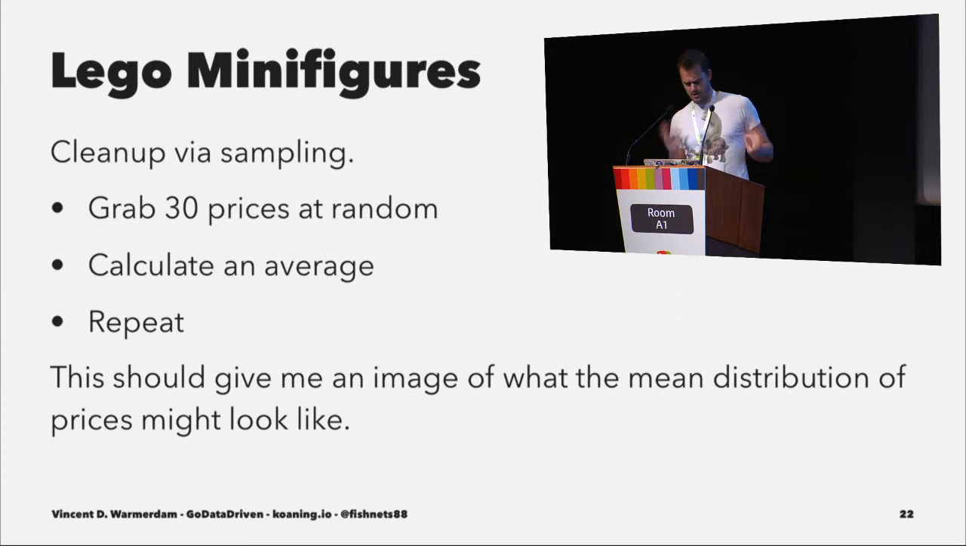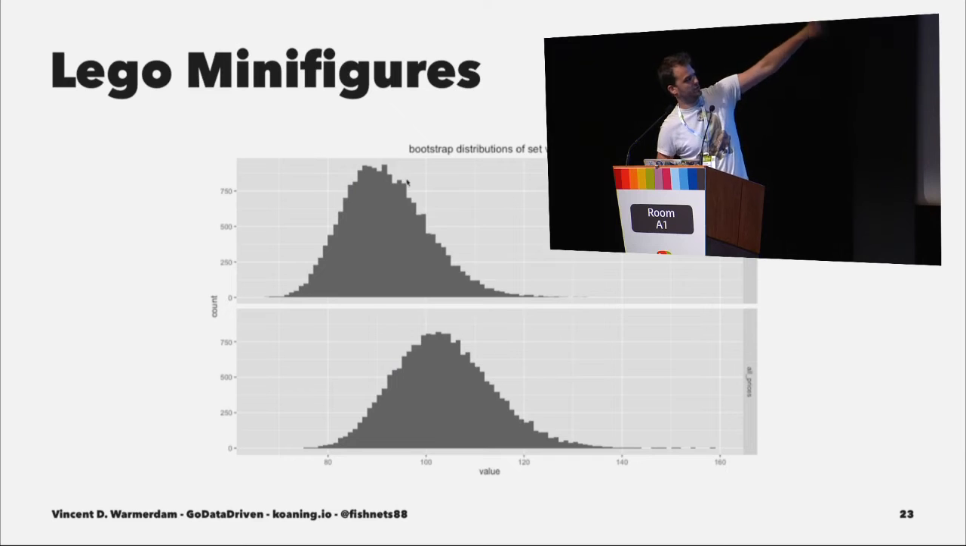Okay, so I'll do a bit of bootstrapping. I say that I have 60 of these prices. I'm just going to grab 30 at random and calculate the average. I'm going to repeat that over and over. And that way I get a smoother curve so I can visually interpret the plot a little bit better.